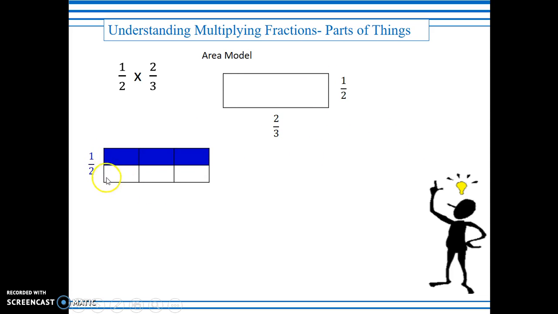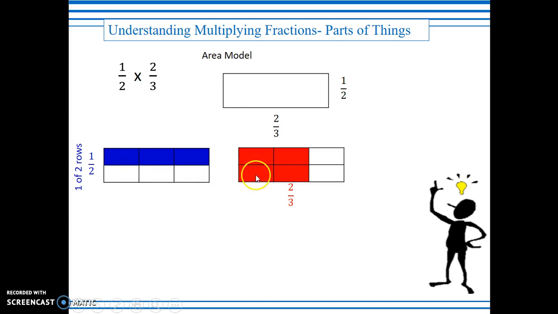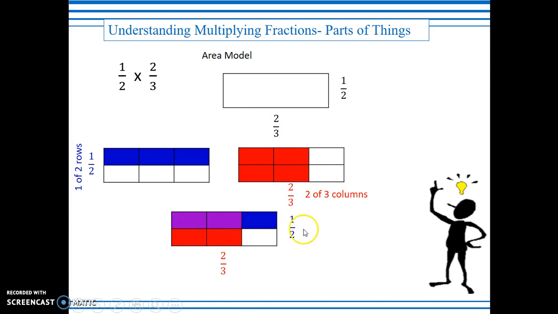Here is the same rectangle, and you can see 1/2 is the width, and I shaded one of the 2 rows. So this is one shaded of the 2 rows. Here I have 2 shaded of the 3 columns. So 2 of the 3 columns are shaded. So when I overlap them, I can see that 1/2 of 2/3, they overlap, and we get 2/6. 2 parts of the 6 parts are the same. So our answer is 2/6.